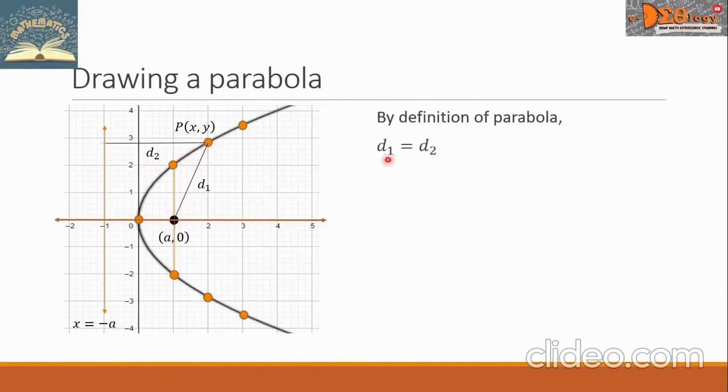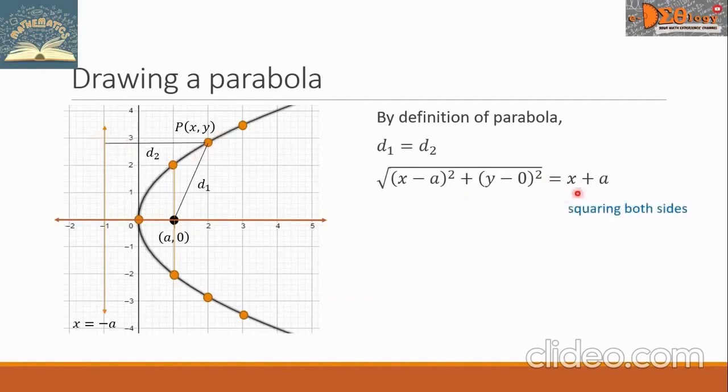If you see this d sub 1, this is the distance of this point (x, y) from the focus (a, 0). So we will use the distance formula between 2 points. So we have the big square root of the quantity (x minus a) squared plus the square of (y minus 0), and this is equal to the distance of this point to that line. So this is a perpendicular distance, so we write here x plus a.